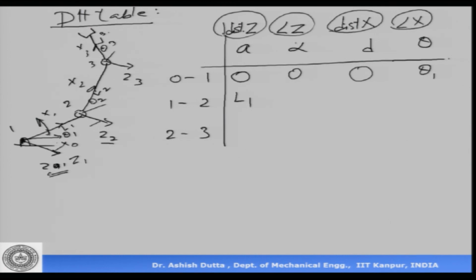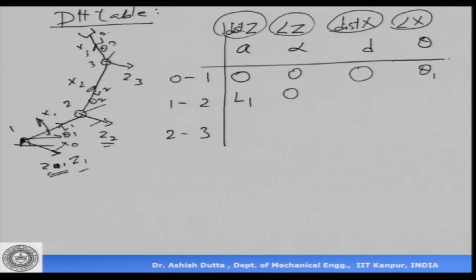Next is, what is the angle between the z axes? Now, this z1 and z2 are parallel, as you can see. If two lines are parallel, then there is no angle between them. So, the angle is 0, right.